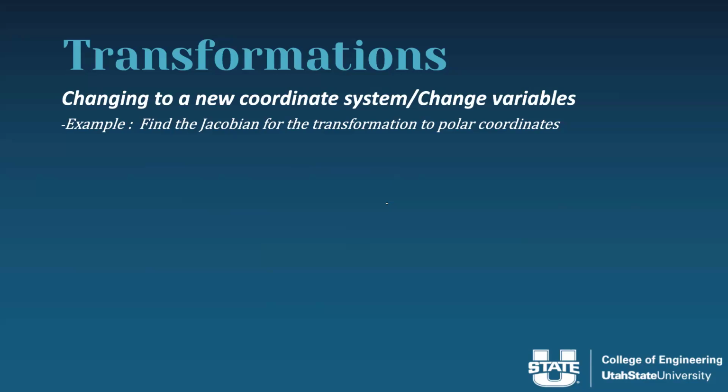So, changing to a new coordinate system to change variables. Example: find the Jacobian for the transformation to polar coordinates. This one's just a basic 2x2, right? So if we had some sort of function, like the double integral of f of x, y, and we wanted to transform it into polar coordinates, it'll have to be the double integral of a new function in terms of r and theta, but we have to multiply by whatever the Jacobian of that transformation is, which I don't know if you guys know what it is already.